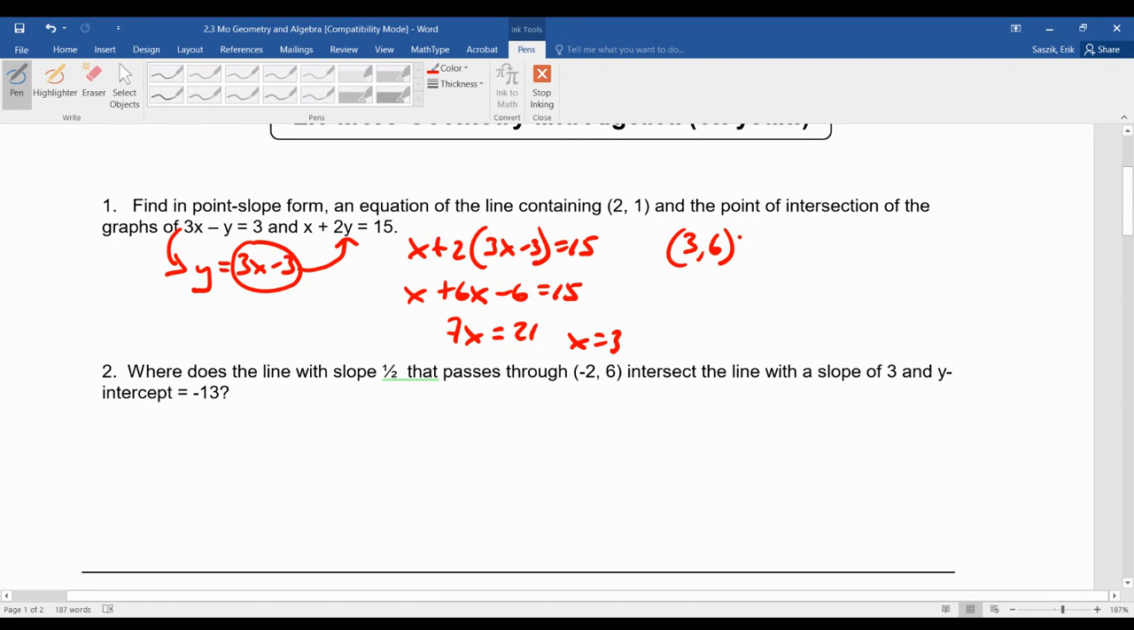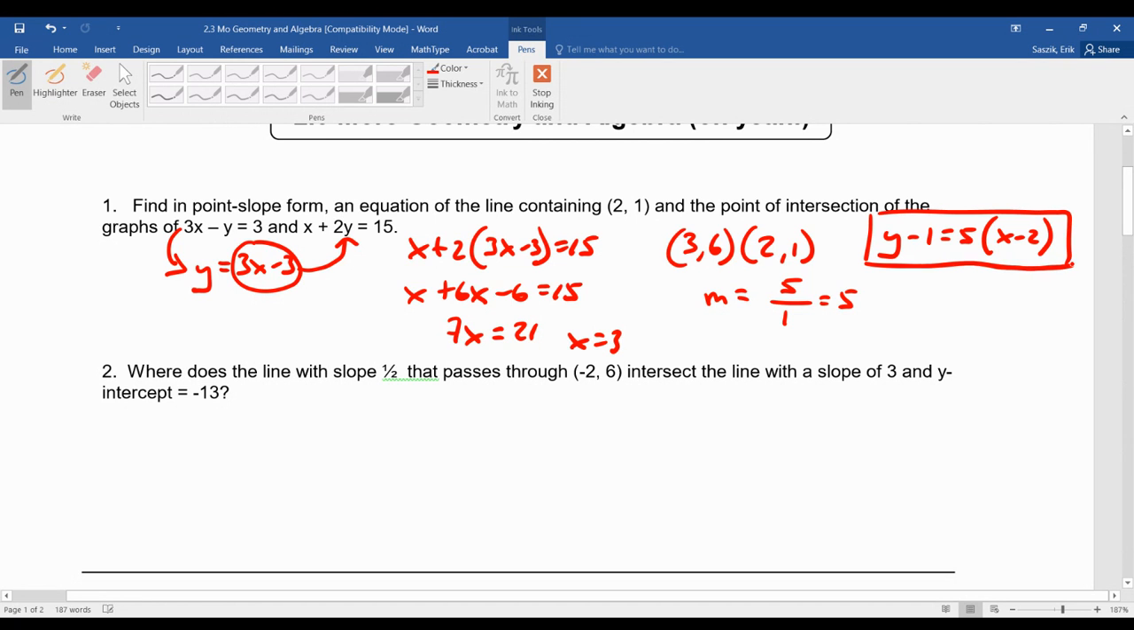And we are supposed to find the equation of the line in point slope form between that point that we just found, (3, 6), and (2, 1). So we need to find the slope, change in y. 6 minus 1 is 5. 3 minus 2 is 1. So you get a slope of 5. Now it doesn't matter which point you pick. I'm going to pick the second one. y minus 1 equals the slope times x minus 2.